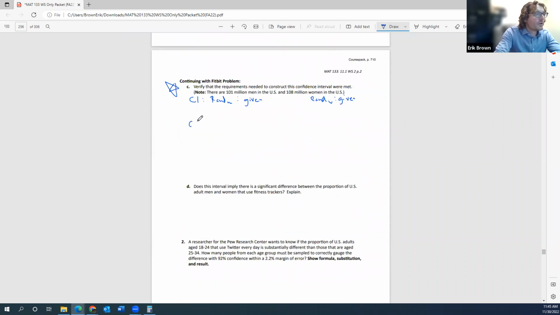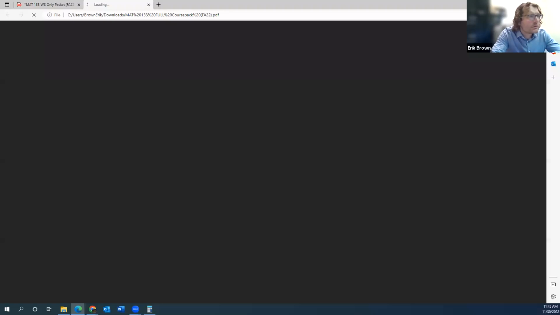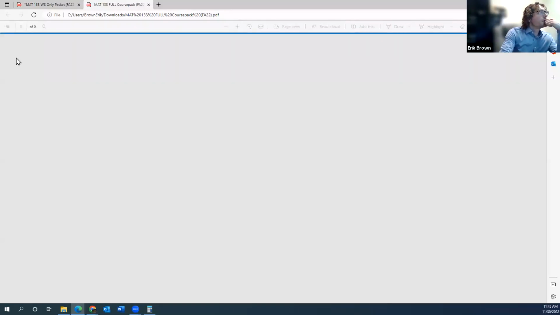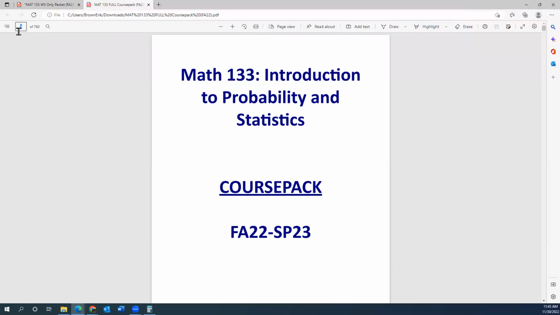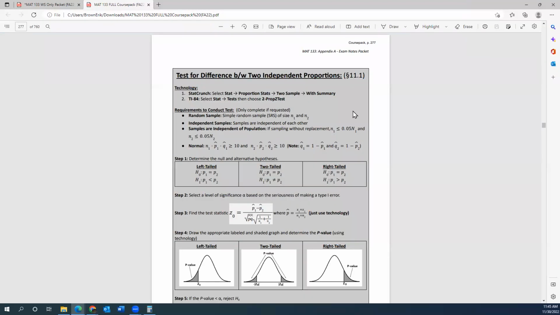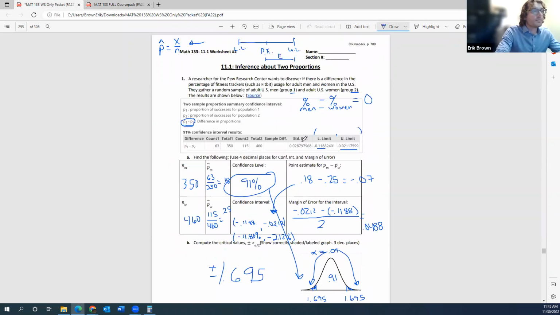Now, condition 2 is the sampling type. Here we go. Are the samples independent of each other? This is just one thing. We're looking at our two samples. Did we draw them independently? In our case, they are, because we have two groups measured once.